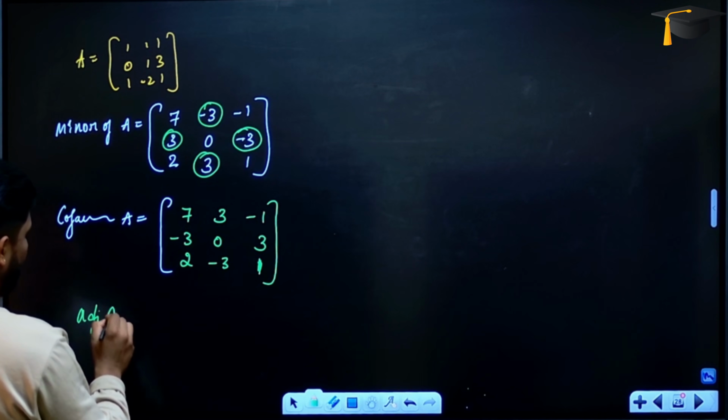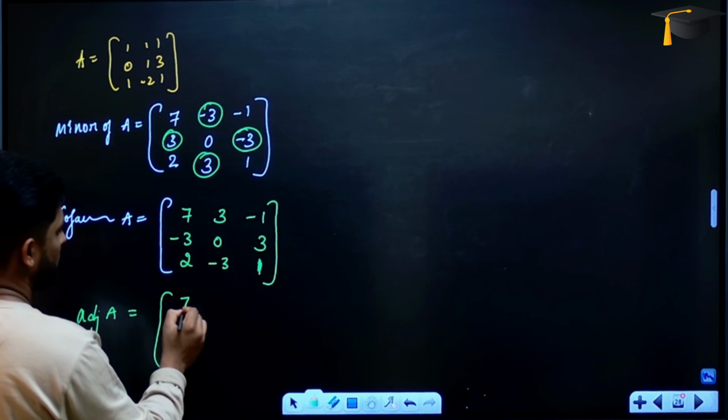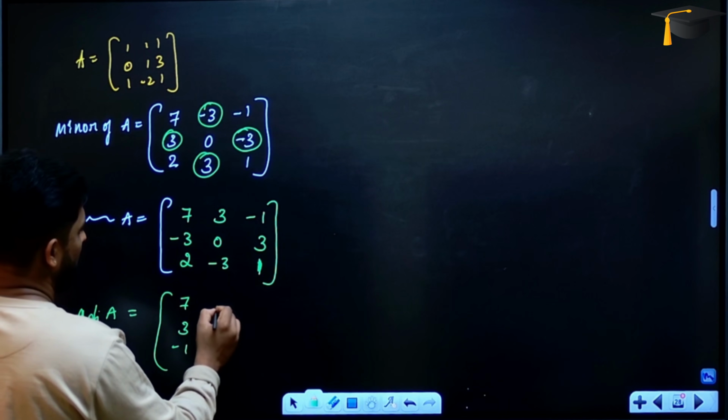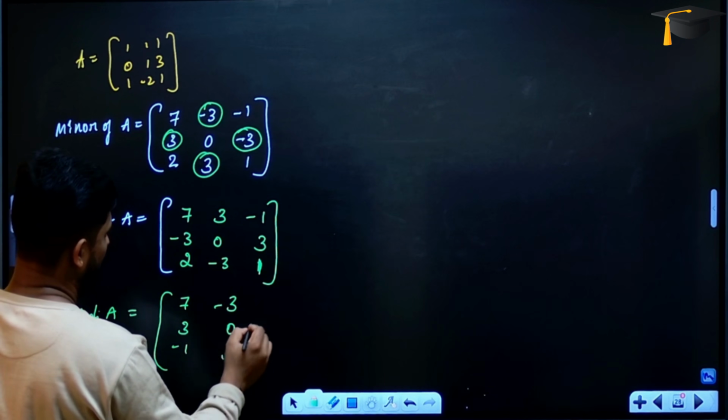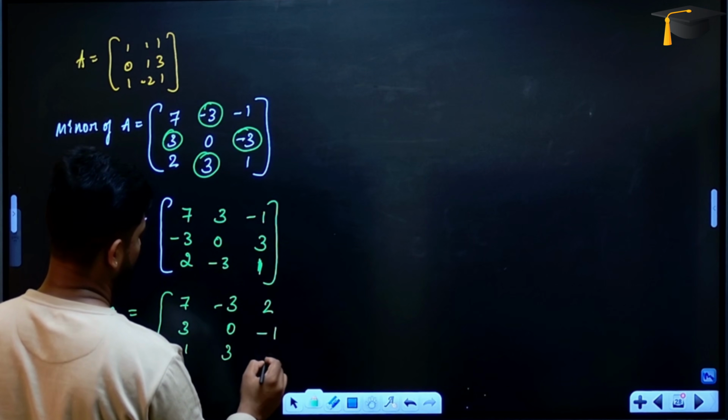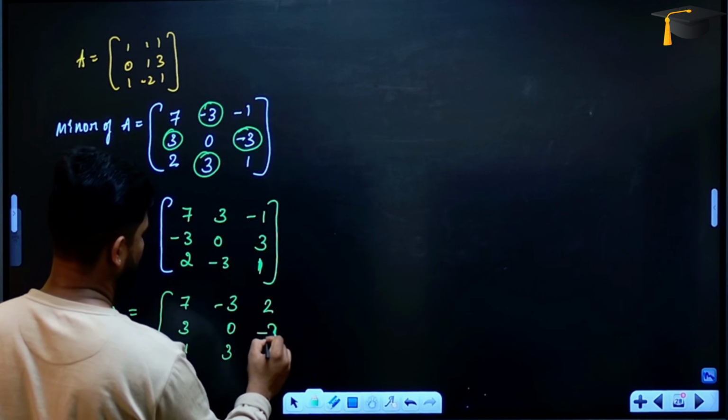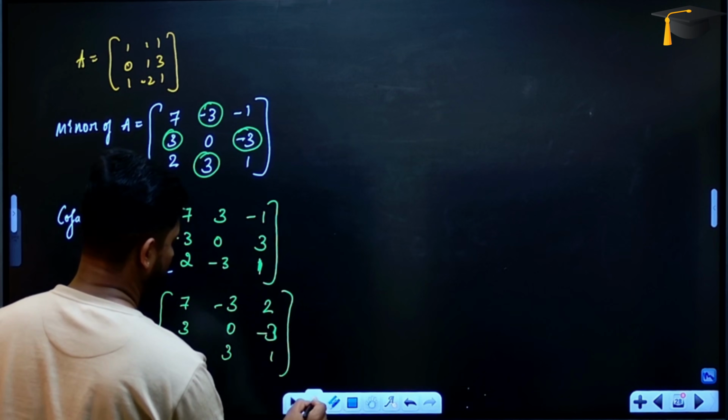So the adjoint of A is equal to the transpose. So 7, 3, minus 1. So minus 3, 0, 3, 2, minus 3, 1. So this is what it is.